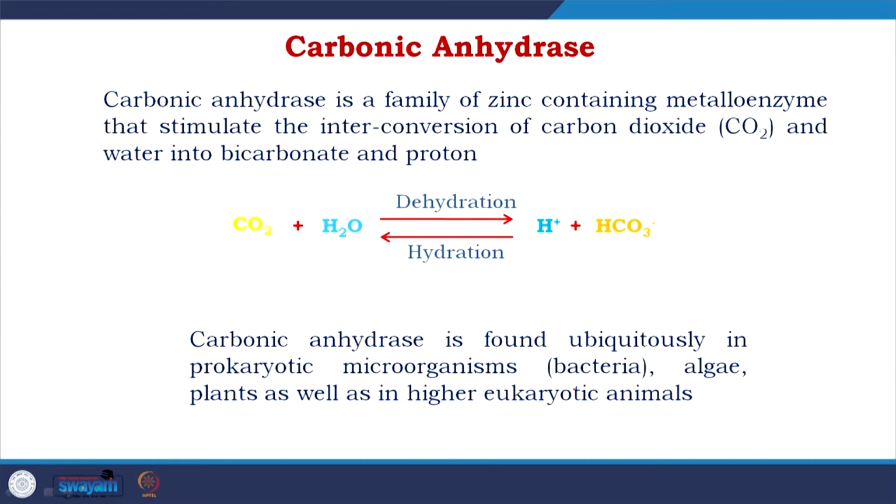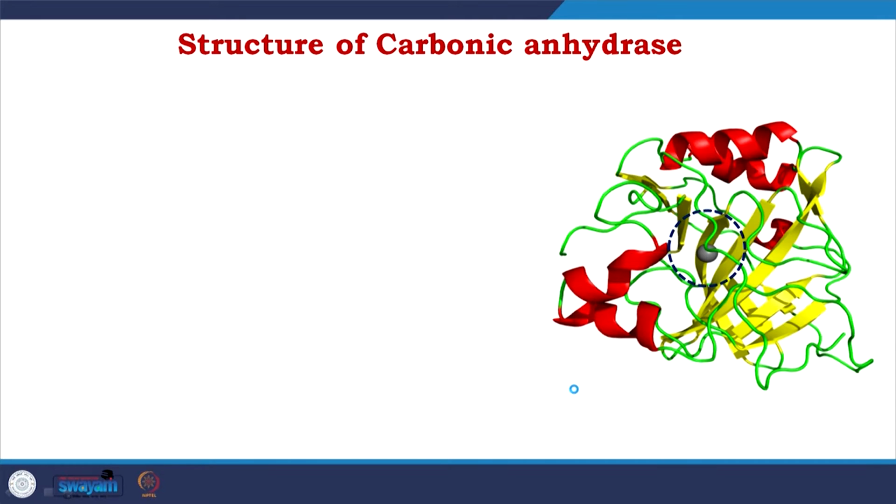Also, an interesting fact is that carbonic anhydrase is found ubiquitously in prokaryotic microorganisms, bacteria, algae, plants, as well as in higher eukaryotic systems. So, this could do the job, and this is available. These are the 2 points which make us interested to work on it.